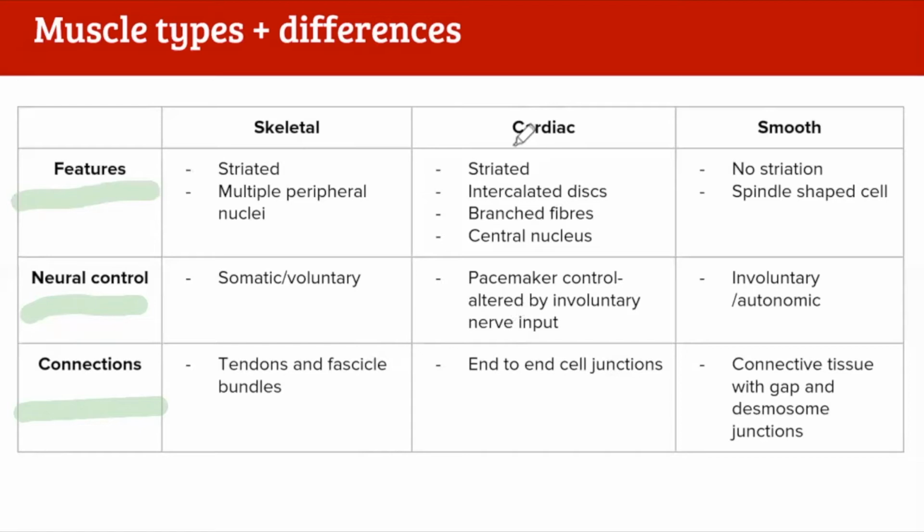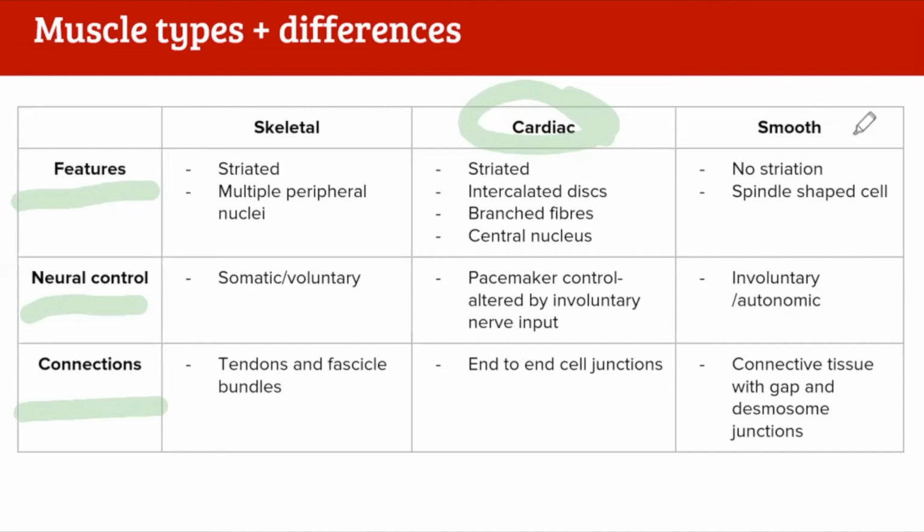We move on to the cardiac muscle. This cardiac muscle is found in the heart. It's also striated, and it has intercalated discs. The fibers are also branched, and you can see a central nucleus. They're also under involuntary nerve input, so you can't decide how much or how hard you're going to pump your blood. And the connections between cells are via end-to-end cell junctions. You guys can see this photo over the next page.